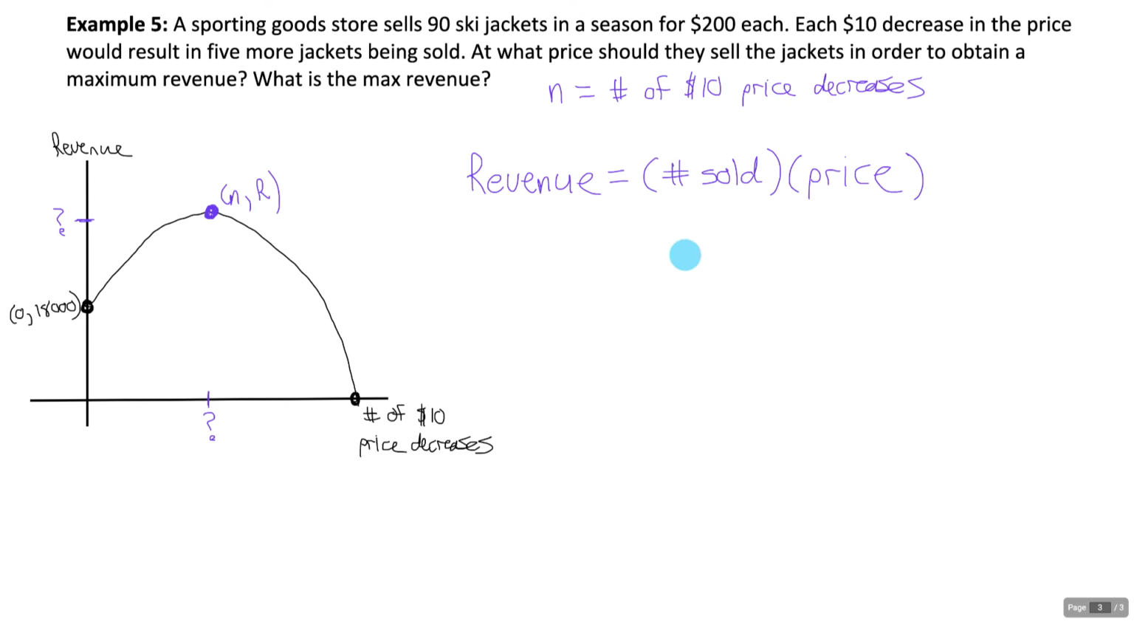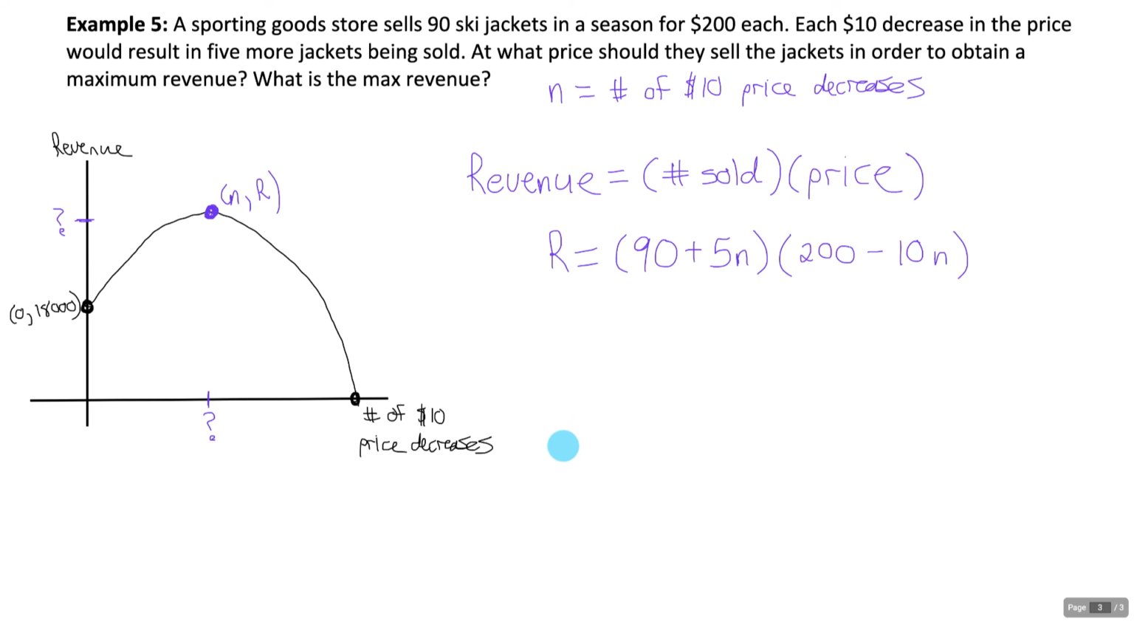So now let's go over to the equation I created for revenue and try to write the revenue in terms of the number of $10 price decreases. If we analyze numbers sold, we know that originally they sold 90 ski jackets, but that number is going to go up by 5 every time they decrease the price by $10. So it's going to go up by 5 n times. And the price started out at $200, but they're thinking about decreasing that price by $10 a certain number of times. So decreasing it by 10 n times. Here's my equation for revenue.